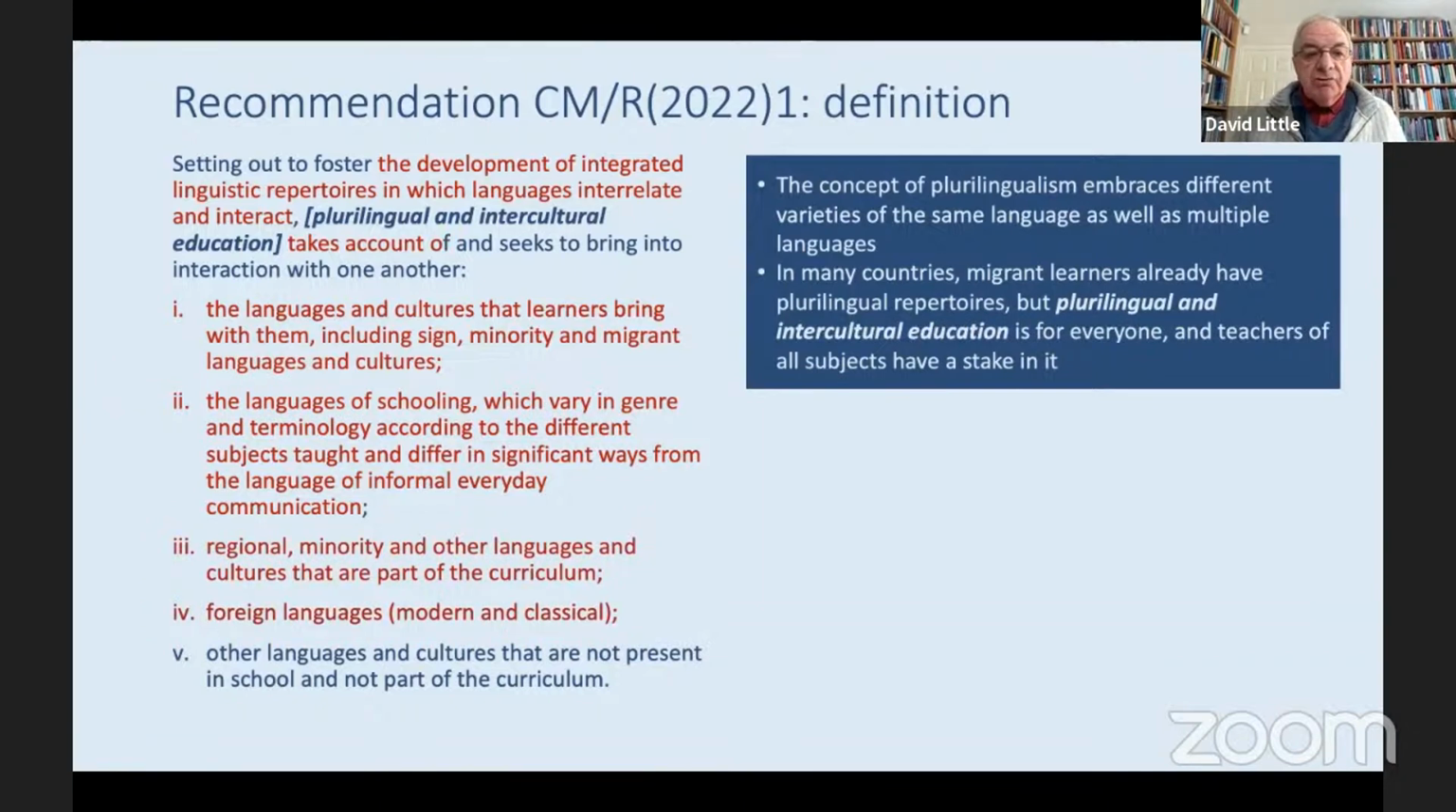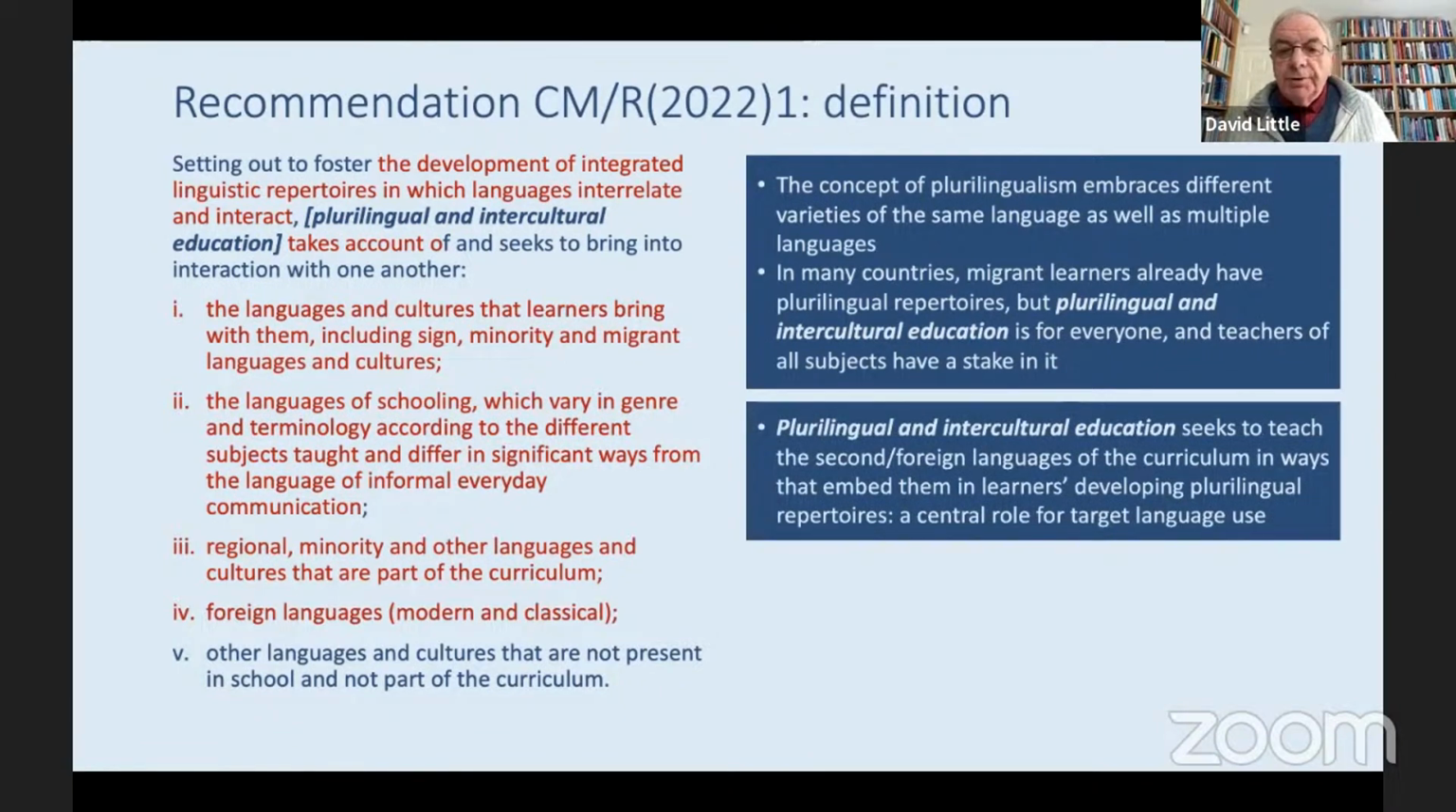Plurilingual and intercultural education takes account of regional, minority, and other languages and cultures that are part of the curriculum, and of foreign languages, modern and classical. That's to say that plurilingual and intercultural education seeks to teach the second or foreign languages of the curriculum in ways that embed them in learners' developing plurilingual repertoires. And this implies pedagogically a central role for target language use, not necessarily slavishly excluding the use of all other languages, but supporting the use of the target language by drawing on the whole linguistic resources of all members of the group, the class.